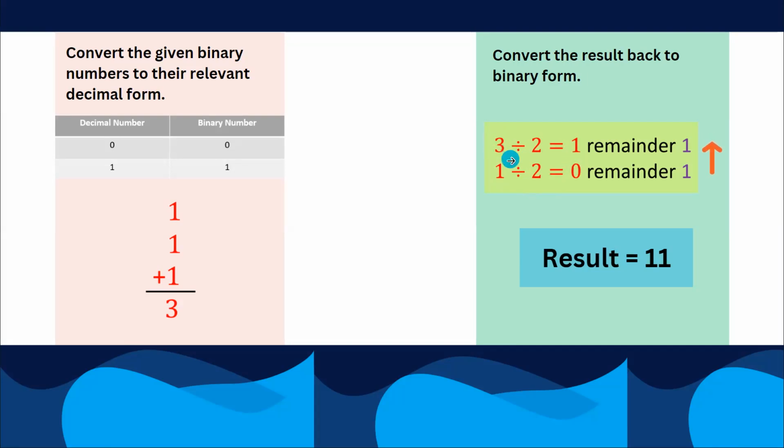So you keep on dividing this number until you get a 0 over here. And once you get 0, you stop and you look at your remainders. And the way to read them is that you look from bottom to top. So you get 1, 1 as the result.